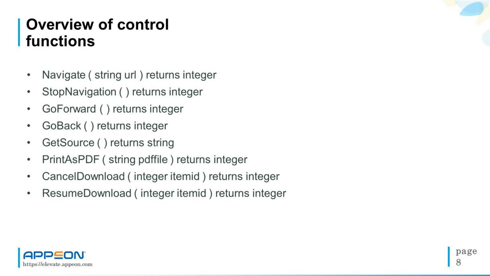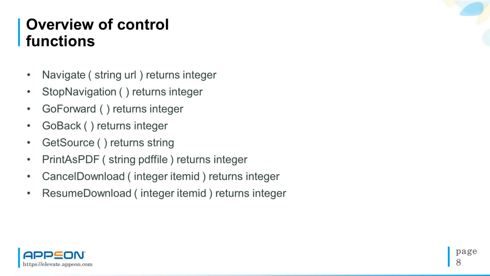And now an overview of the control functions. Navigate, you pass in a URL or a file name, and that will bring that up in the control. Stop navigation would be if you want to allow the user to stop the navigate function before it finishes. Go forward and go back are like the forward and back buttons on your Google Chrome toolbar.